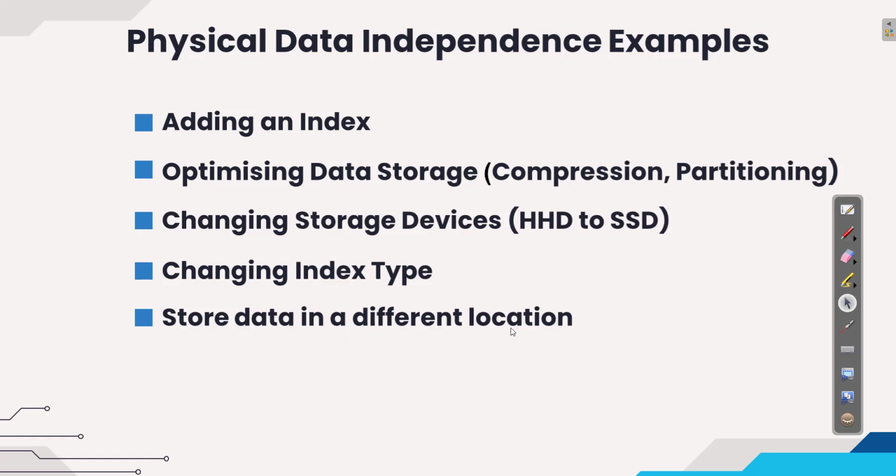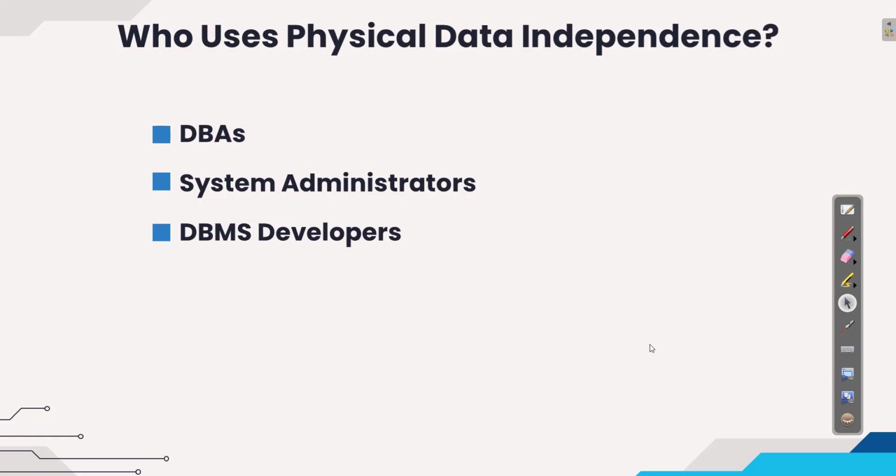Store data in different locations, for example different racks, etc. So any type of physical level changes won't create any impact on the logical level or view level. So this is the example of the physical data independence. Okay, who uses the physical data independence? So mostly it is the DBAs, system administrators, DBMS developers.